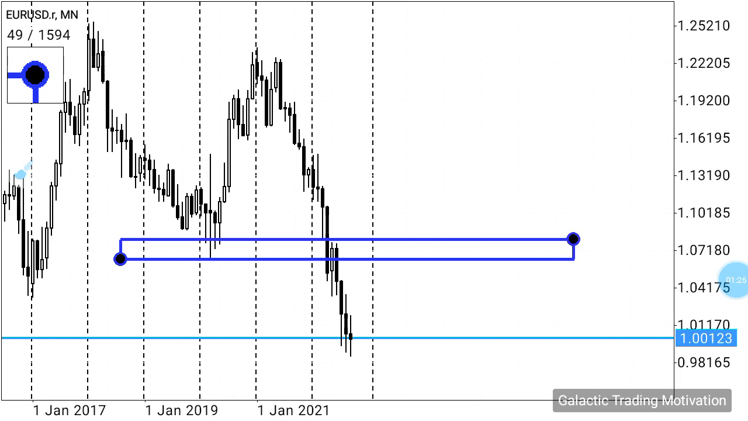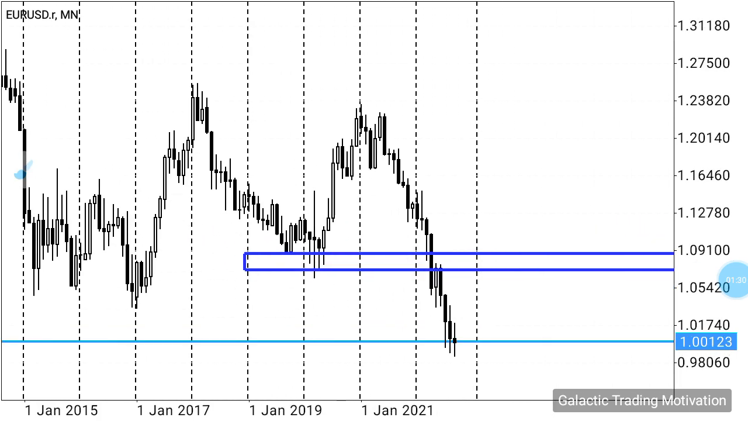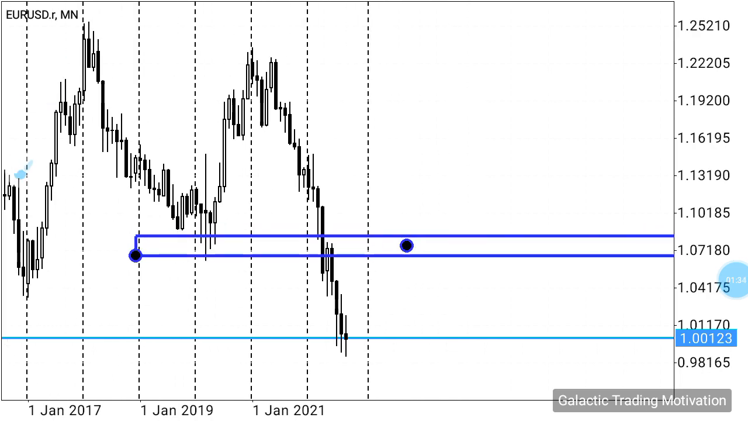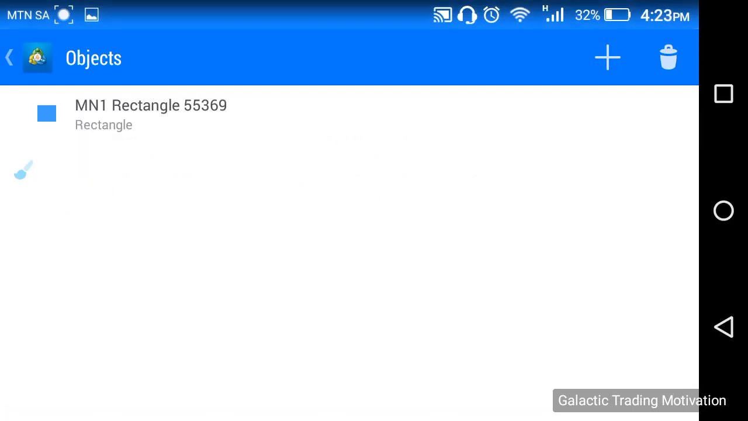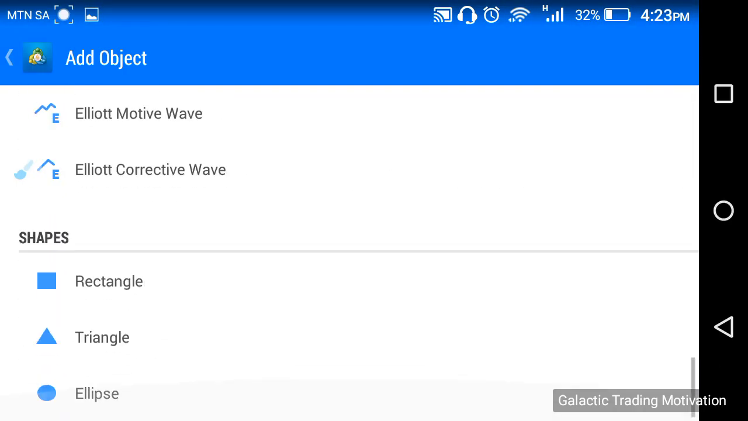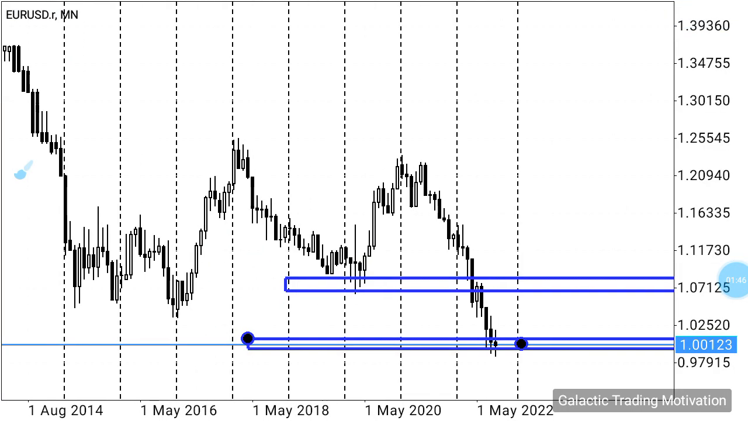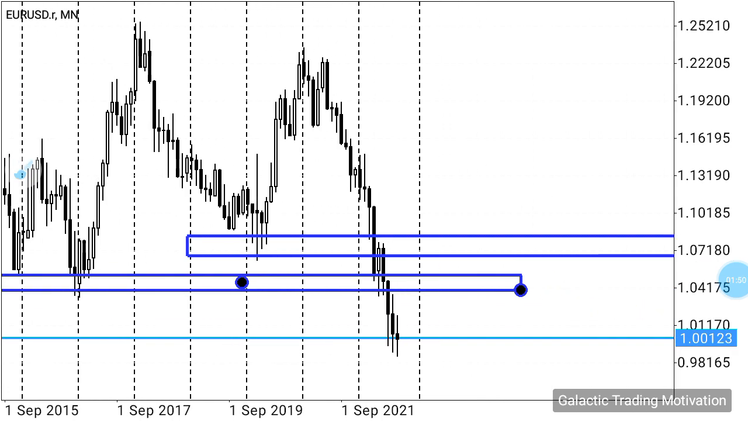Just bear in mind that necklines are areas and not so much an actual line. So we can say that more or less this is the neckline of that M structure. And number two, I'm going to add that resistance level as well, because it is extremely important.